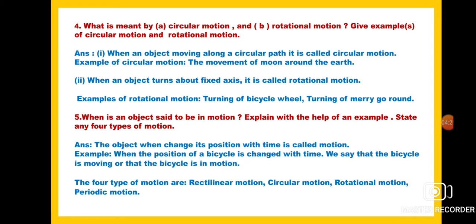So that is called what? That is called motion. Okay, explain with the help of an example. So when the position of a bicycle is changed with time, we say that the bicycle is moving, or the bicycle is in motion. Okay. So 4 types of motion, all of you know. Number 1 is rectilinear motion, number 2 circular motion, number 3 rotational motion, and number 4 is periodic motion.